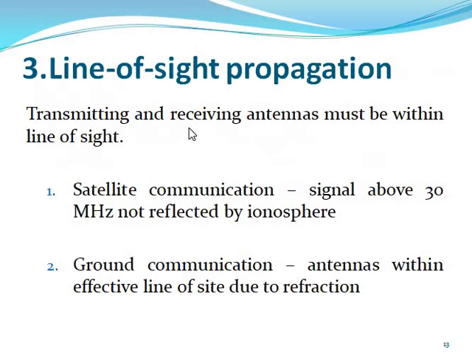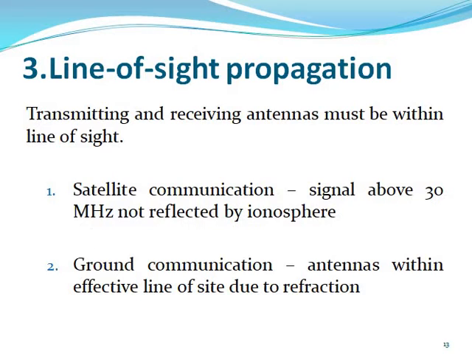Now next we can show what line of sight is. So this is the line of sight propagation mode. The transmitting and receiving antennas must be in line of sight. First is satellite communication and second is ground communication. So what is satellite communication? Signals above 30 megahertz are not reflected by the ionosphere. And what is ground communication? Antennas within effective line of sight. So this is the main difference between satellite communication and ground wave.